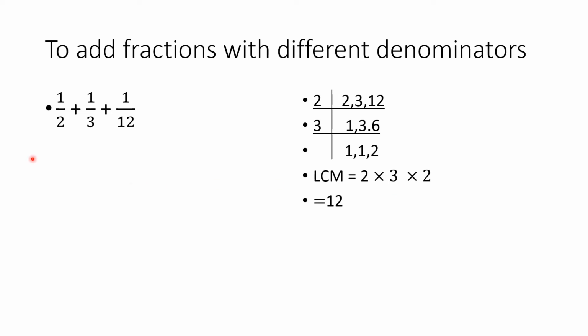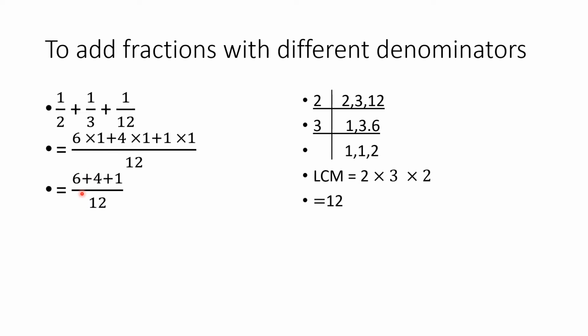Now what will we do? Yes, we will write down this LCM as the denominator. Now 2 sixes are 12. We will divide 12 by 2. 2 sixes are 12. Multiply. We will write this numerator 1 here plus 3 fours are 12. Multiply. We will write this numerator 1 here plus 12 ones are 12. Multiply by 1.